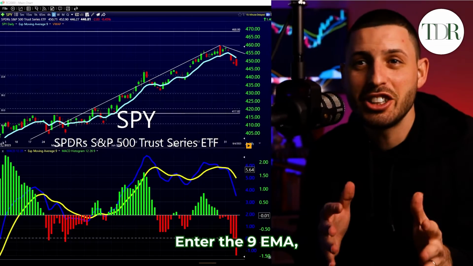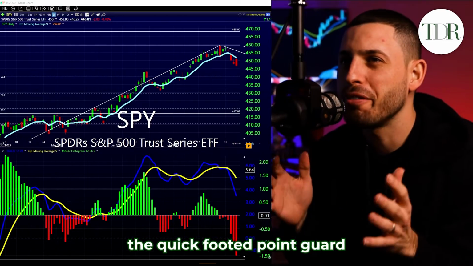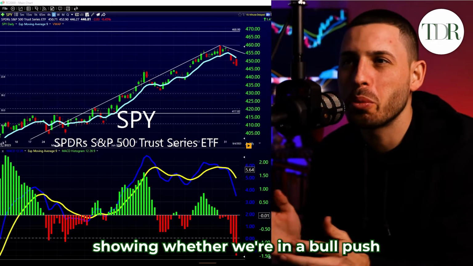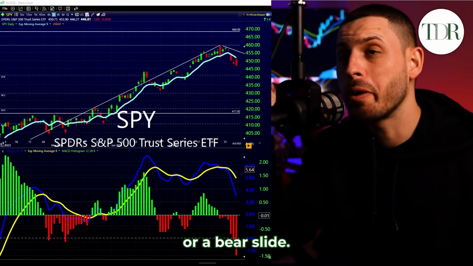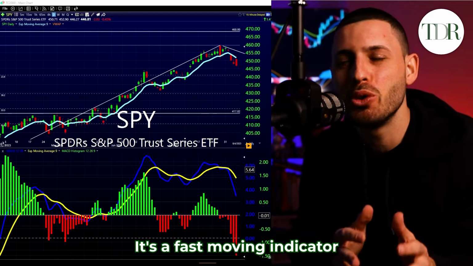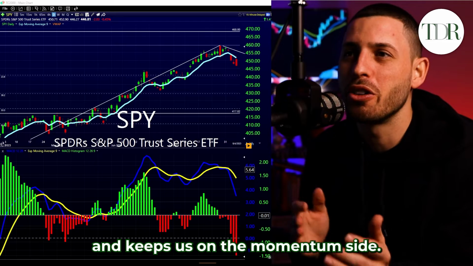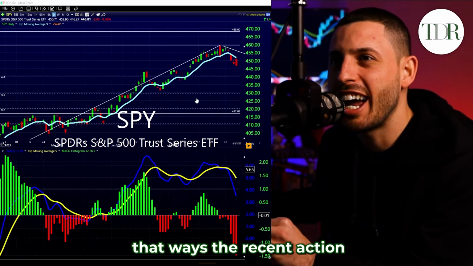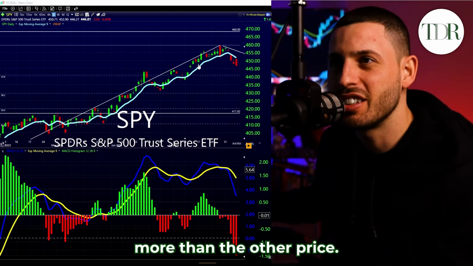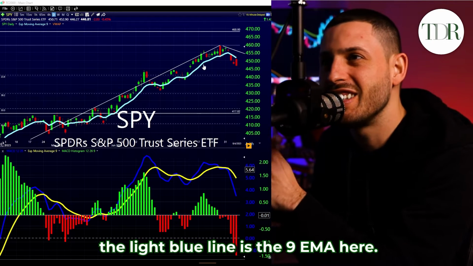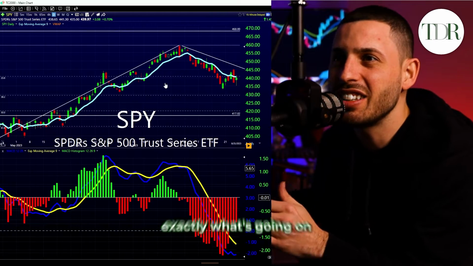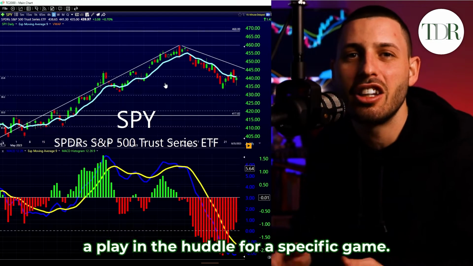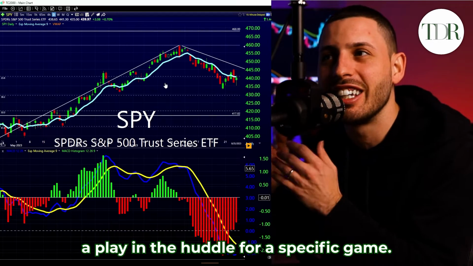Enter the 9 EMA, the quick-footed point guard that helps us catch the market's mood, showing whether we're in a bull push or a bear slide. It's a fast-moving indicator and keeps us on the momentum side. It's a moving average that weighs the recent action more than the other price. As you can see, the light blue line is the 9 EMA here, and it's going to tell us exactly what's going on. It's like when the coach is drawing up a play in the huddle for a specific game.